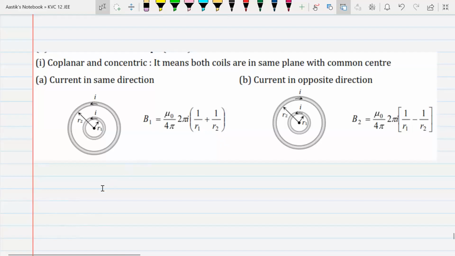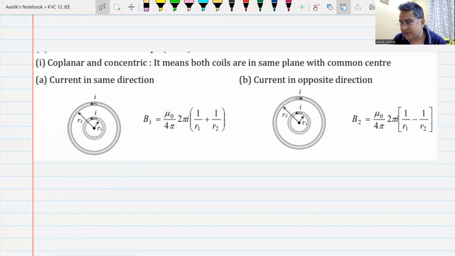This is a sample problem. You can take it as a sample problem, or you can take it as a standard result. Here we have two coils, a smaller coil and a bigger coil. If they carry current in the same direction, this will be the result: both will get added up. If they carry current in the opposite direction, they will get subtracted. No points for guessing this one. These two coils are coplanar and concentric.